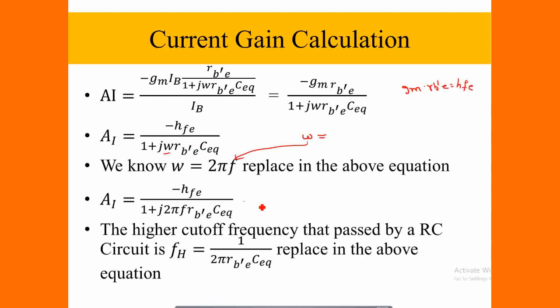The higher cutoff frequency. Now if you observe over here, if you have any particular RC circuitry, the upper cutoff frequency that gets passed by any particular RC circuitry is written in the form of 1 by 2 pi RC. The similar mechanism has been adapted over here, such that the upper cutoff frequency that gets passed by the amplifier is 1 by 2 pi rb'e into C equivalent.